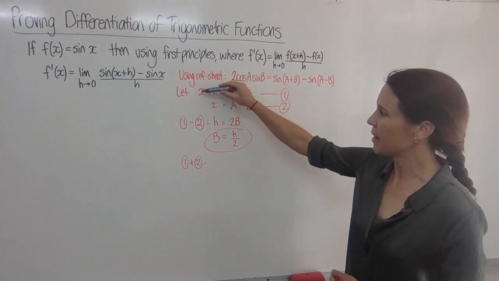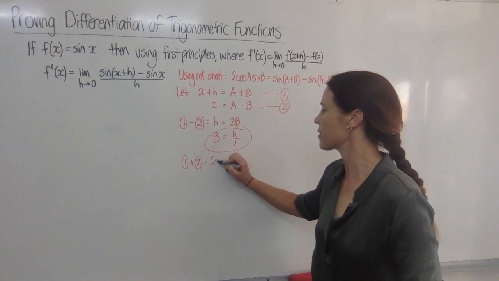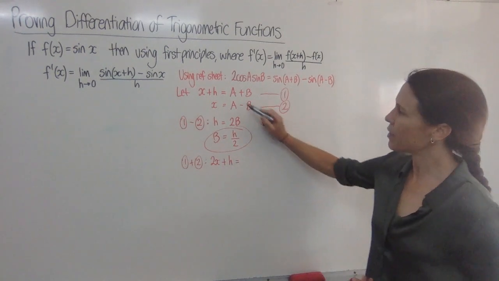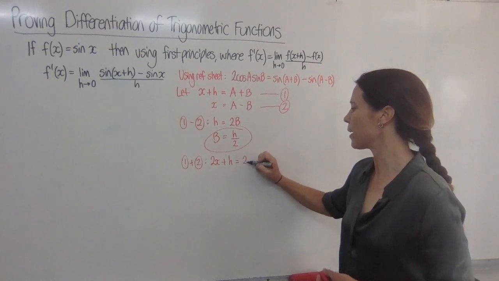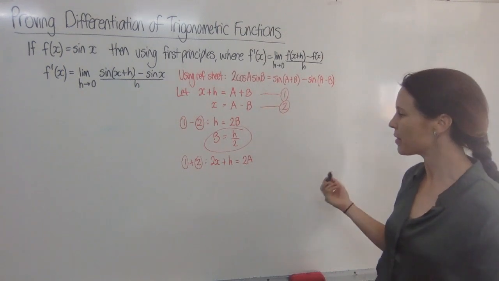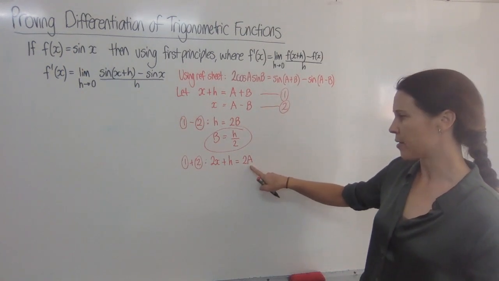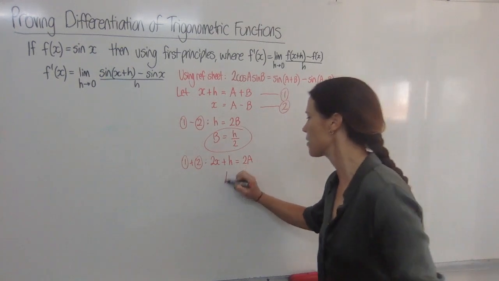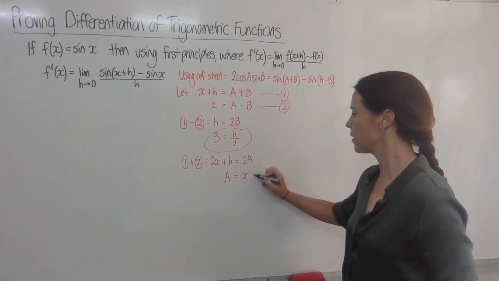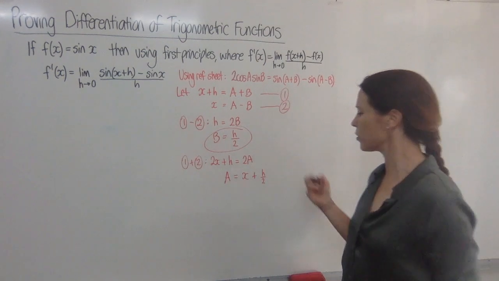And adding them, we can see that x plus x is 2x, and we'll have our h there as well on the left-hand side. And over here, a plus a is 2a, and b plus negative b, well, the b's will disappear this time. So now to get the a by itself, we need to just halve both of these things. So big A is going to equal half of 2x, which is just x, plus h on 2.